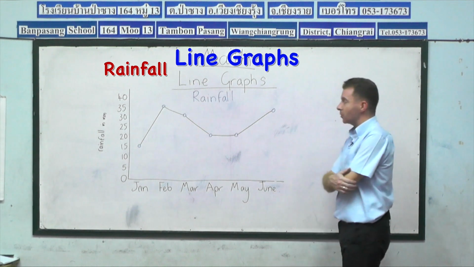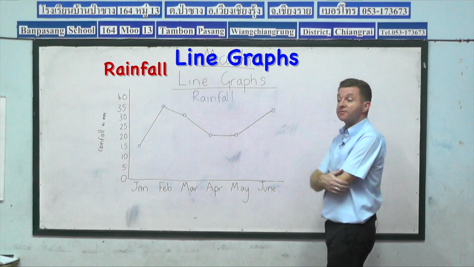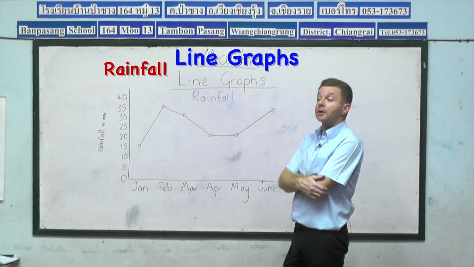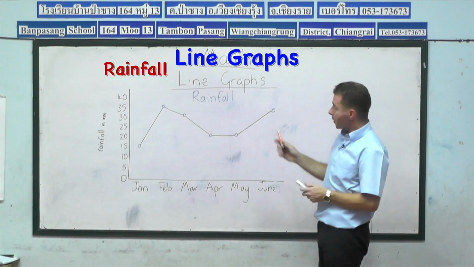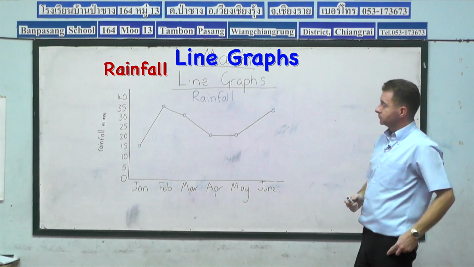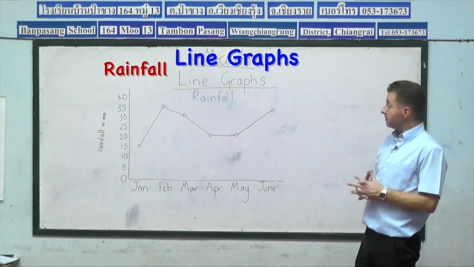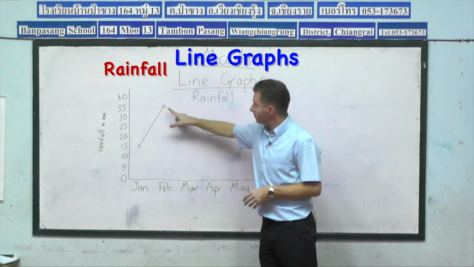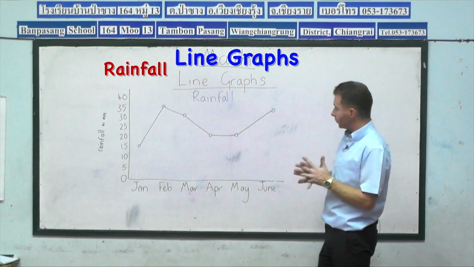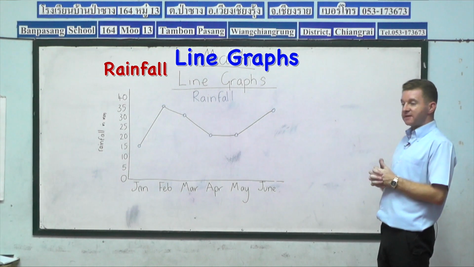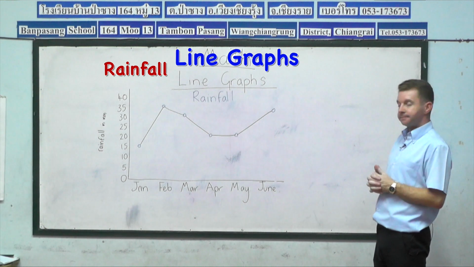But how about February? 35. So does the line go up or down? It goes up, because from 15 to 35 is a rise. How about March? 30. From 35 to 30 millimeters. You see, the line has gone down from 35 millimeters to 30. But then how about April? 20. So up or down? Down again.